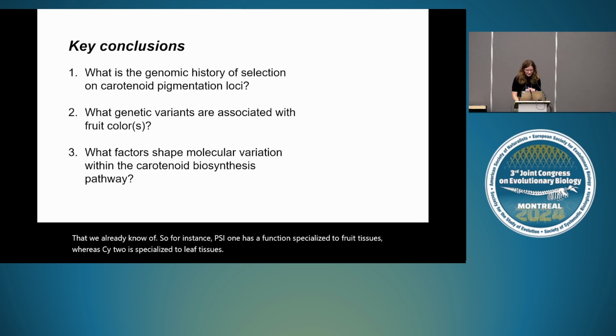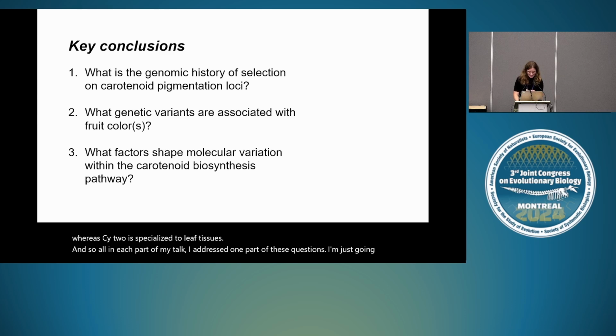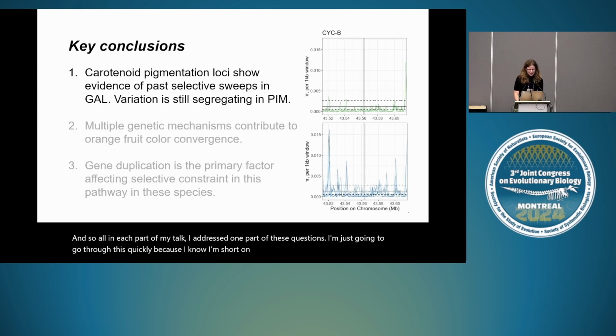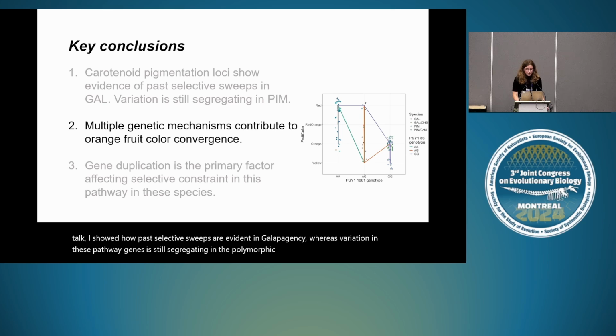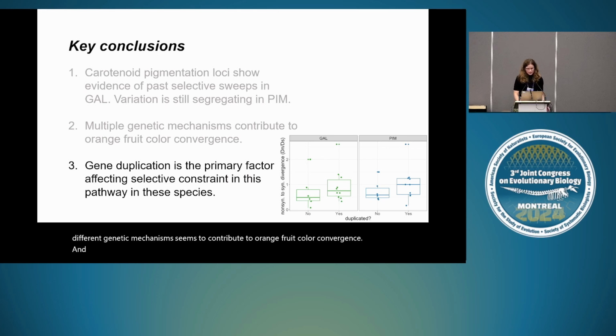And so all in all, in each part of my talk, I addressed one part of these questions. I'm just going to go through this quickly because I know I'm short on time. But essentially, in the first part of my talk, I showed how past selective sweeps are evident in Galapagos, whereas variation in these pathway genes is still segregating in the polymorphic pimpinellifolium. Multiple different genetic mechanisms seem to contribute to orange fruit color convergence. And finally, when we look at selective constraint in this carotenoid biosynthesis pathway, gene duplication seems to be a major player.